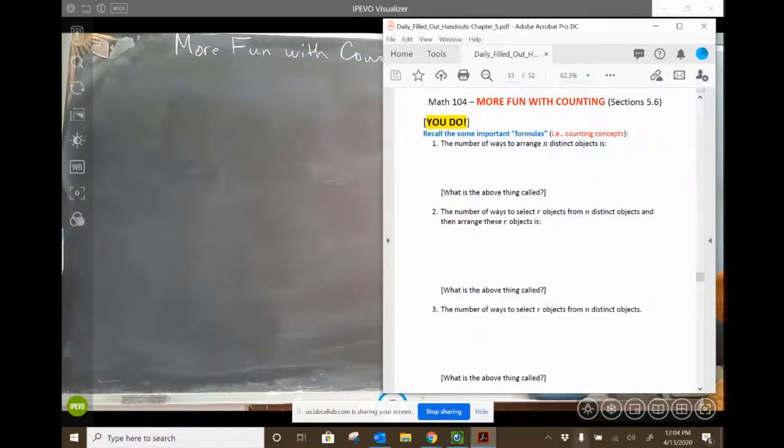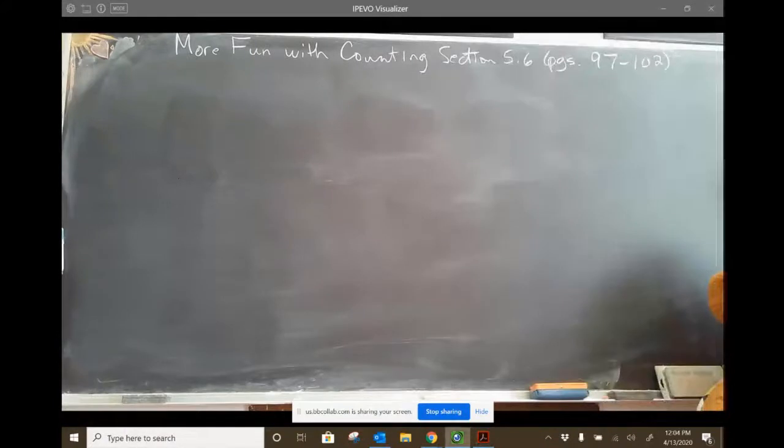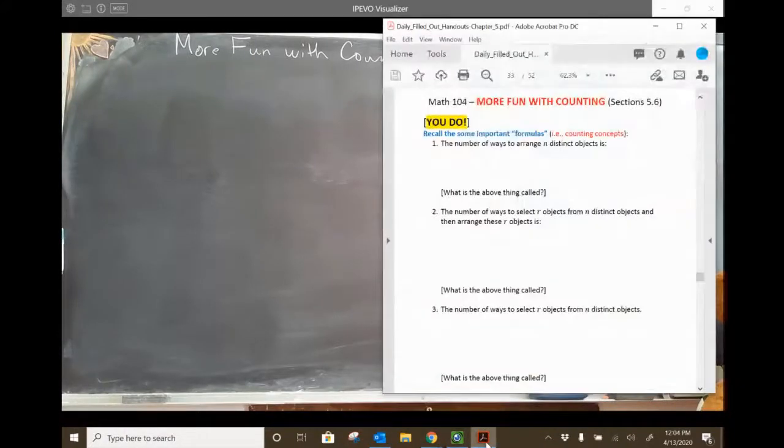Okay. So we're doing this handout, the More Fun with Counting, section 5.6. What I'm thinking of doing is not writing on this thing, but writing on the board and keeping this up on occasion until I need that part of the board, and see if this idea works. I'm kind of playing everything by ear.